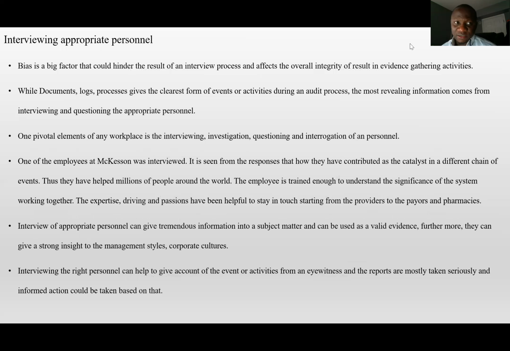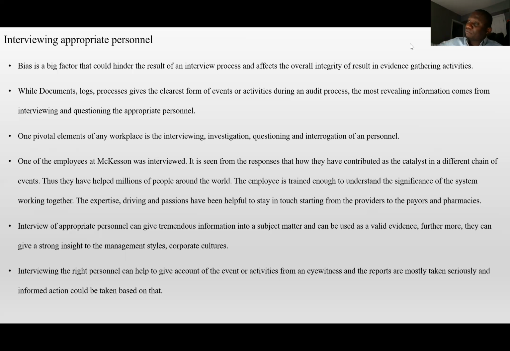Another technique is interviewing appropriate personnel. So how does it work? When we try to get ahead, it's important to interview the appropriate person. It could be by virtue of eyewitness, or interview them, or investigate them, or interrogate the personnel. Maybe from the eyewitness of one or two or three people, we can establish the truth of the matter.